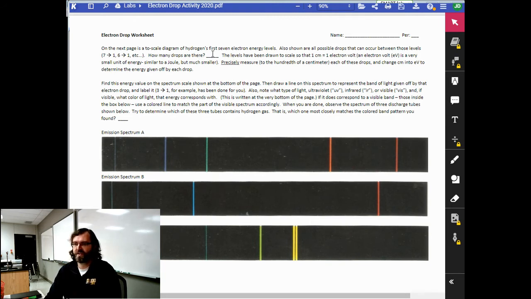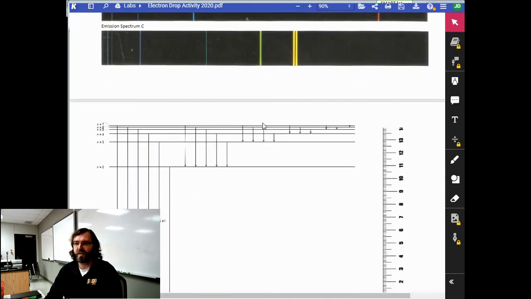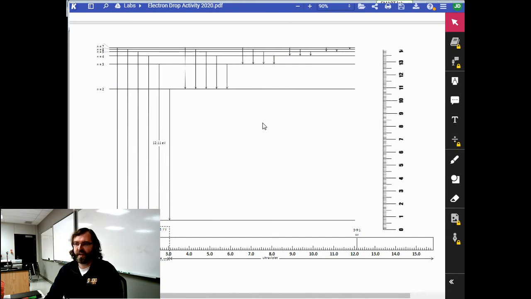And then there are some questions to answer in this first page. This last question, we're not going to be able to answer until we actually do the electron drop activity. So if I go down to the second page, we can see the electron drop activity, and it's showing you the different energy levels. The first energy level, second, third, and so forth, just like the simulations that I was showing you.